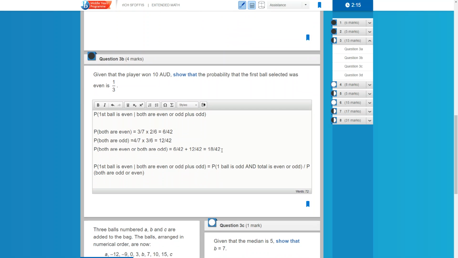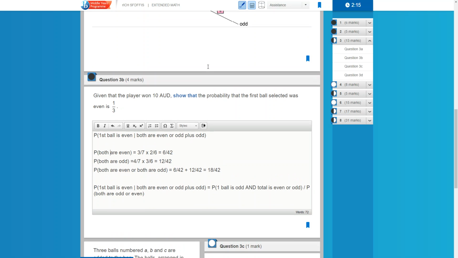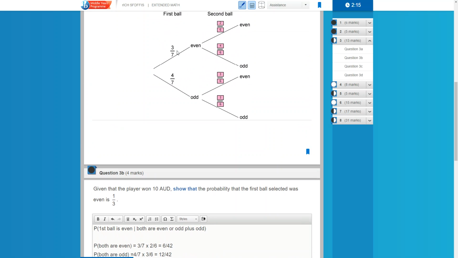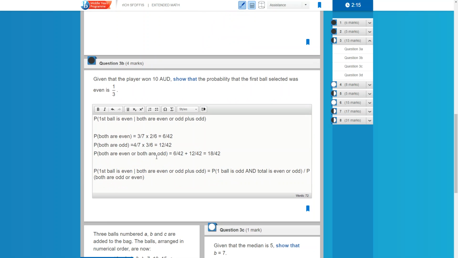Now, if the first ball is even, what's the probability of getting a first ball that is even and the total being even? 6 out of 42. We're looking down this line here. So it equals 6 out of 42. And then we need to divide that by the probability that both are odd or even, 18 over 42.